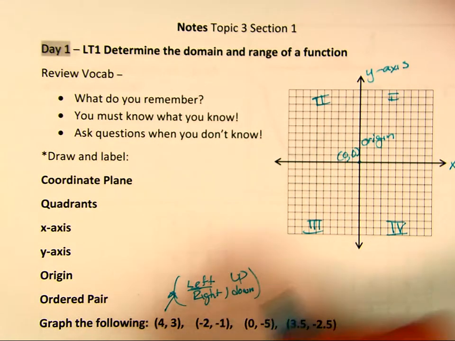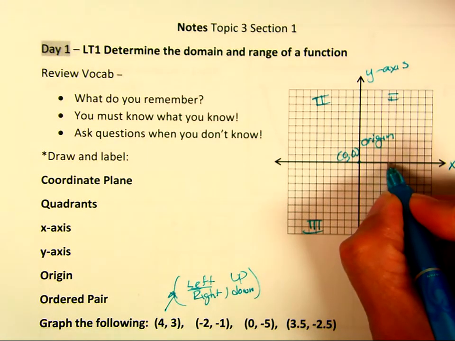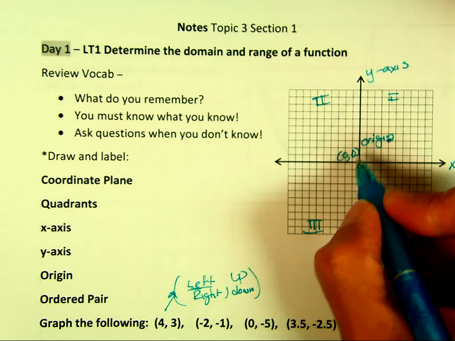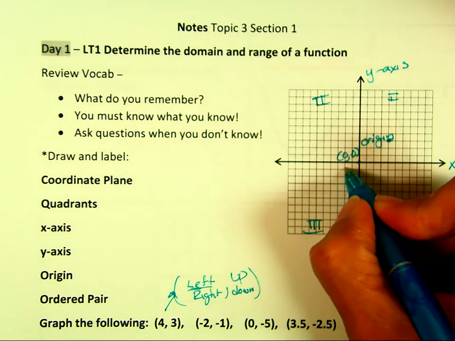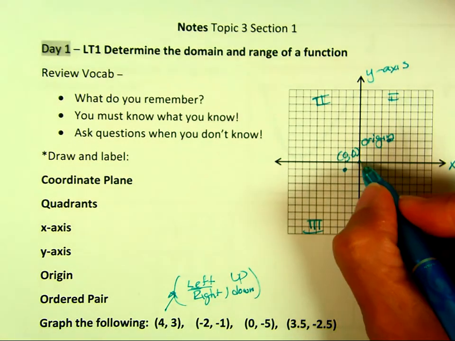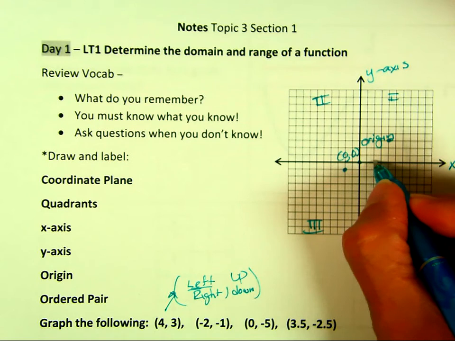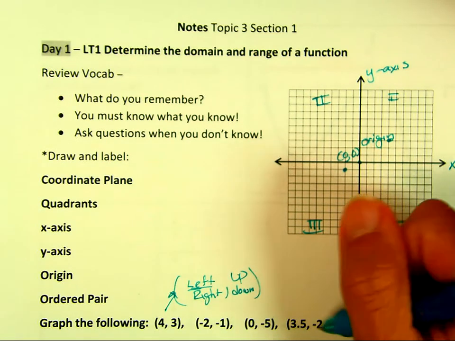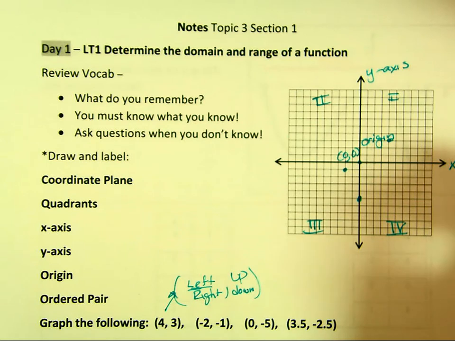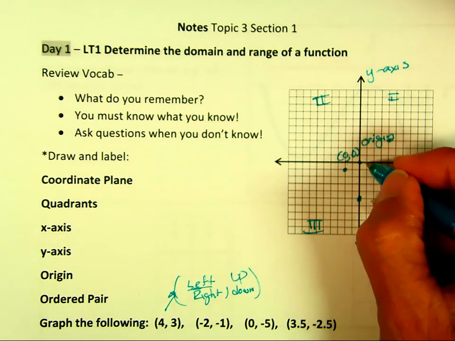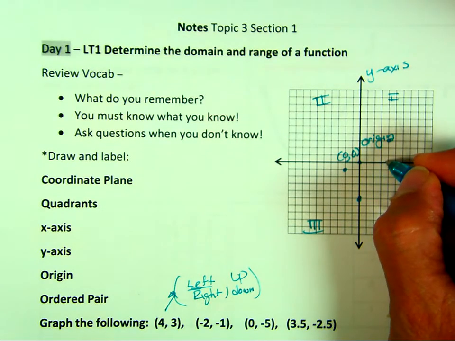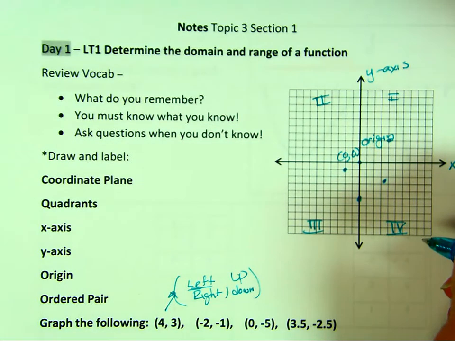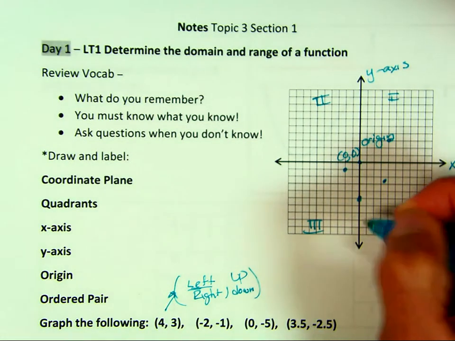So with that in mind, (4, 3) would be 1, 2, 3, 4, because we start at the origin, 1, 2, 3, and that would be our point (4, 3) right there. (-2, -1) is 2 to the left, 1 down. (0, -5) means 0 left or right, and then down 5. And just in case you forgot that you can graph decimals on these grids, I'm going to go over 3.5 on the x-axis, and then I'm going to go down 2.5, so it's right there in the middle of the box instead of on one of the lines where they meet.